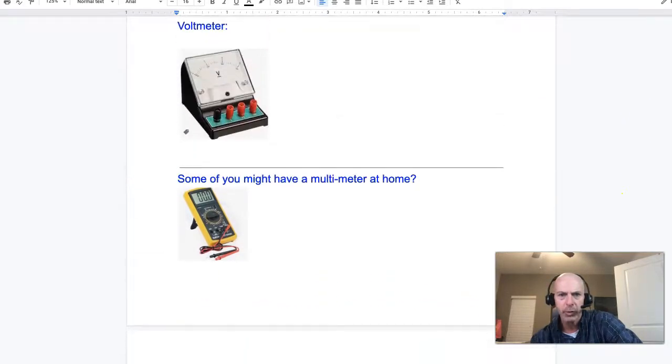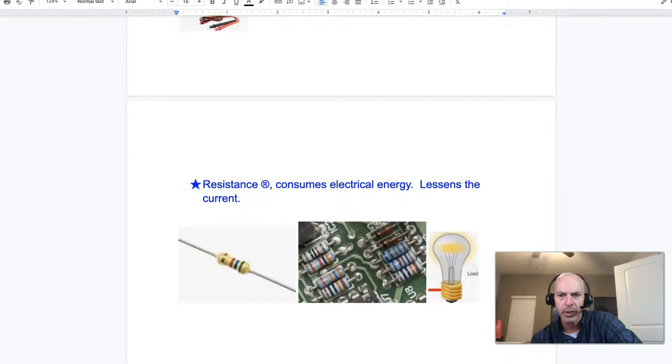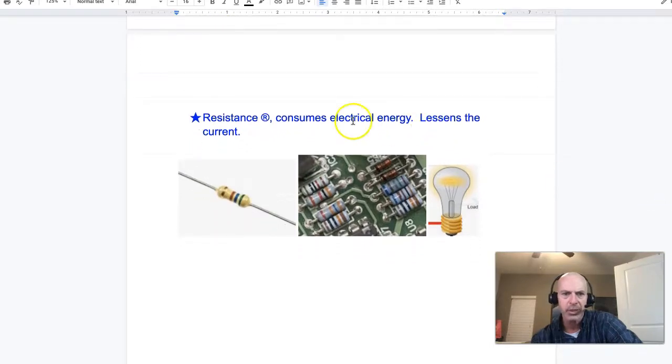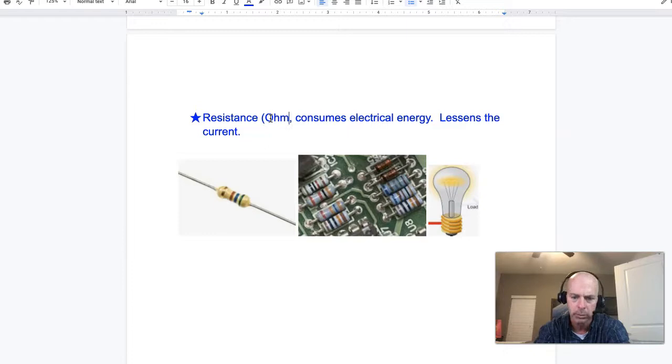Well, that brings us up to the fourth concept. That's called the resistance. This resistance is measured in a unit called the ohm. And that was named after, oh golly, what's his first name? That was named after George Ohm. He was a German scientist. We'll talk about him here shortly.